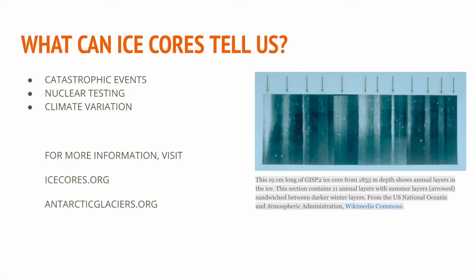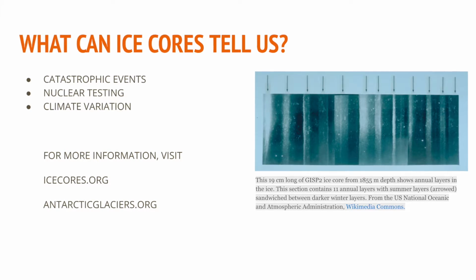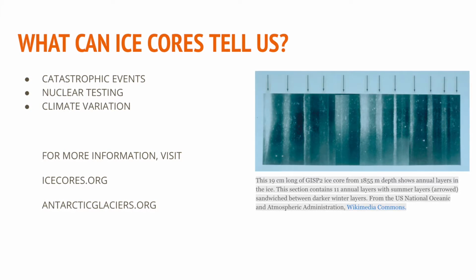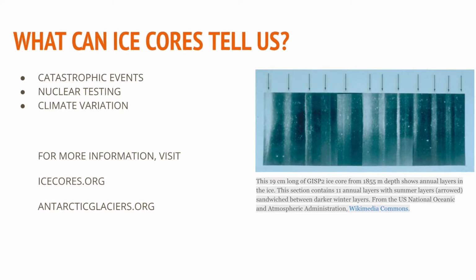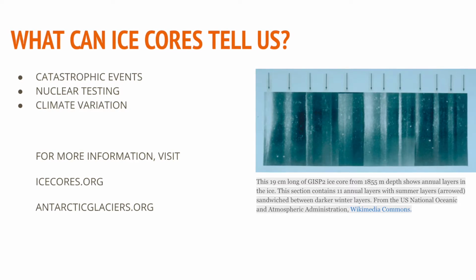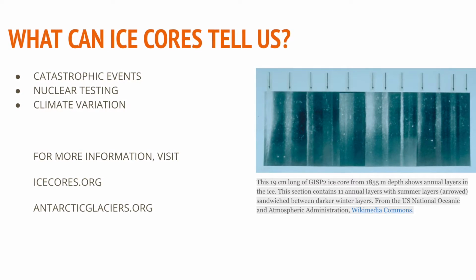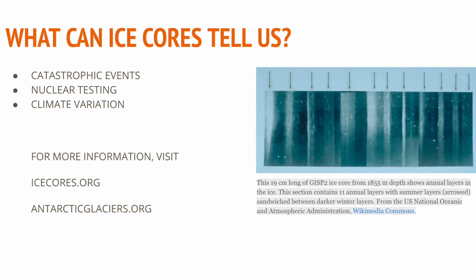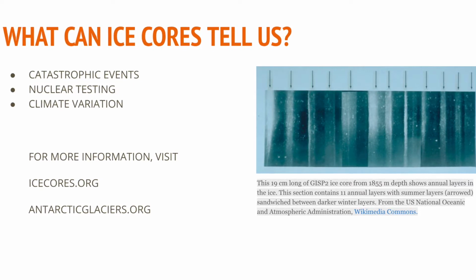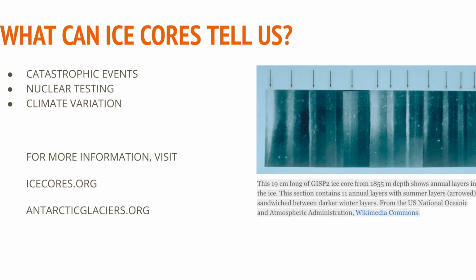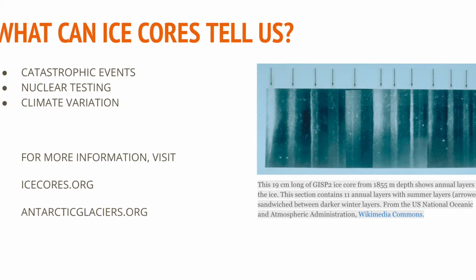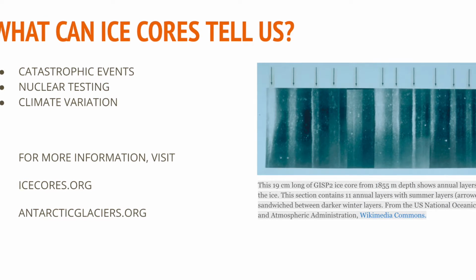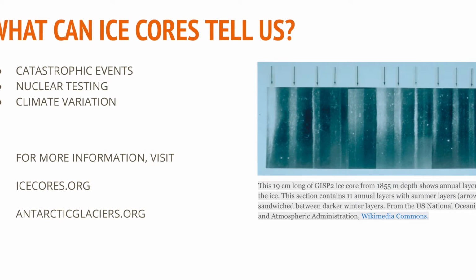So what can ice cores tell us? Remember how I said all of that stuff gets trapped in the ice and the snow? So all of those chemical compositions, all of the little bits, the particulates trapped in there, any gas trapped in air bubbles, all of that can tell us about catastrophic events like volcanic eruptions or asteroids coming through the atmosphere and burning up. It can tell us about nuclear testing. They found nuclear isotopes in some ice cores. And it can tell us about climate variation by measuring the amount of chemicals that are in the ice.